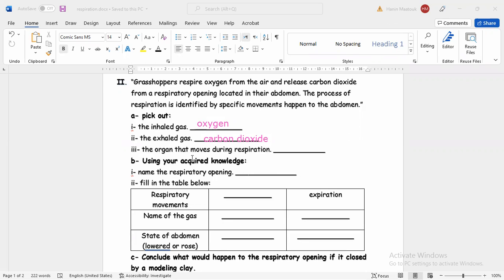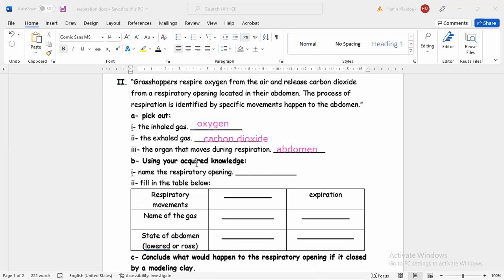This is also very important: pay attention to the organ that moves during respiration. What is the organ that moves, or where do movements happen? We will read it in the last sentence. The process of respiration is identified by specific movements that happen to the abdomen. So here it is the abdomen. Now, part B. Part B means it's different from A. We don't have pick out, so it's not in the paragraph.